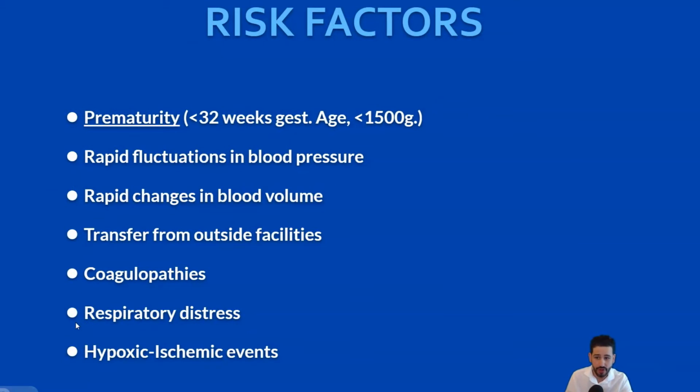All right, so risk factors are prematurity, so less than 32 weeks, especially if you're extreme premature, and less than 1,500 grams. Rapid fluctuations in blood pressure or blood volume. Transfer from outside facilities has been known to correlate with increased risk of hemorrhages. Any type of coagulopathy or blood clotting disorders, respiratory distress, and hypoxic-ischemic events.